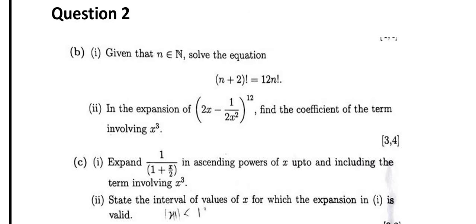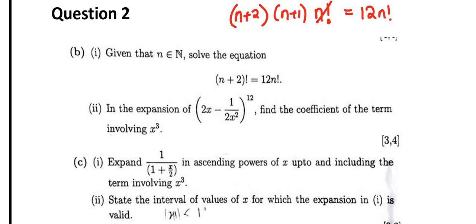Question 2, given that n is a real number, solve the equation. This is like question 6 from your tutorial sheet. So which one is bigger between n plus 2 and n? n plus 2 is bigger, right? So we're going to reduce it to be n plus 2. Subtract 1 from here, it becomes n plus 1. Subtract 1 from here, it becomes n. Then put the factorial. Then now you have 12, n factorial.